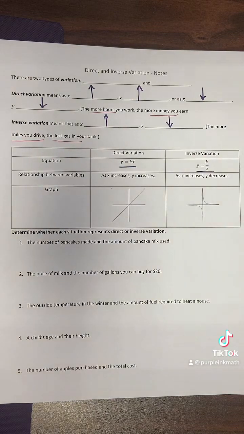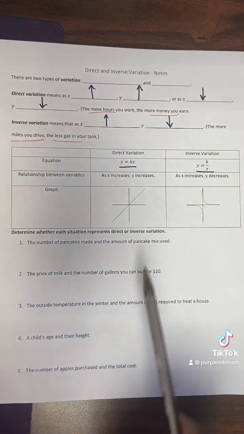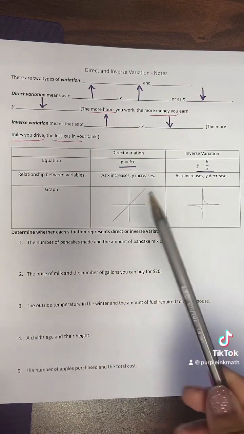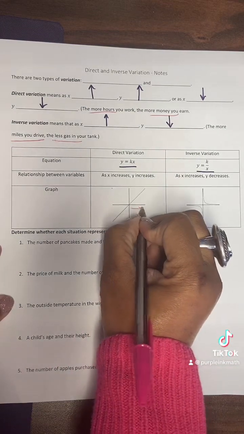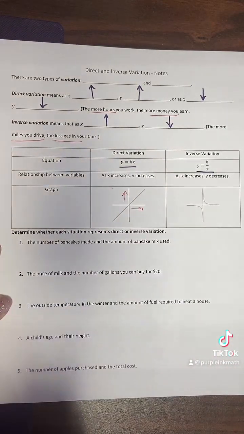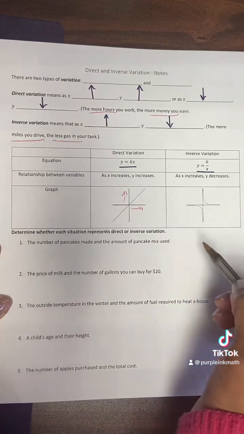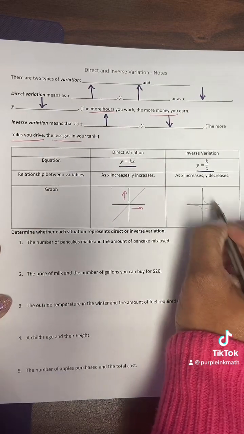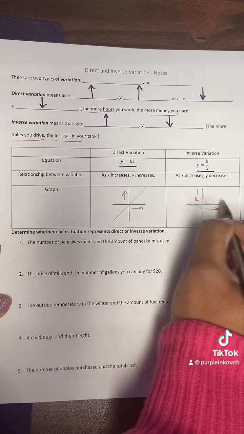So my equations are: direct is y equals k times x, inverse is y equals k over x. Here's the graphical representation. Of course, as your x's are getting larger, your y's are also getting larger. Now, this is a simple rational, and as my x's are getting larger, my y values are getting smaller.